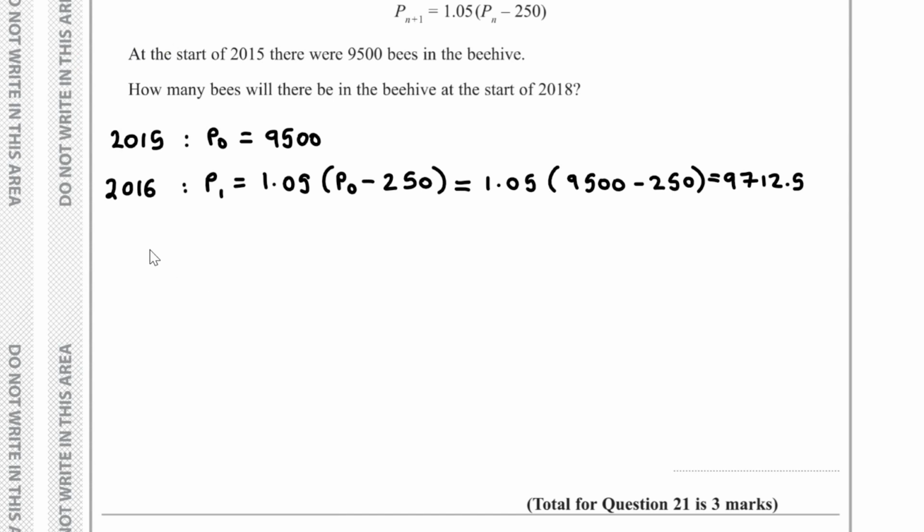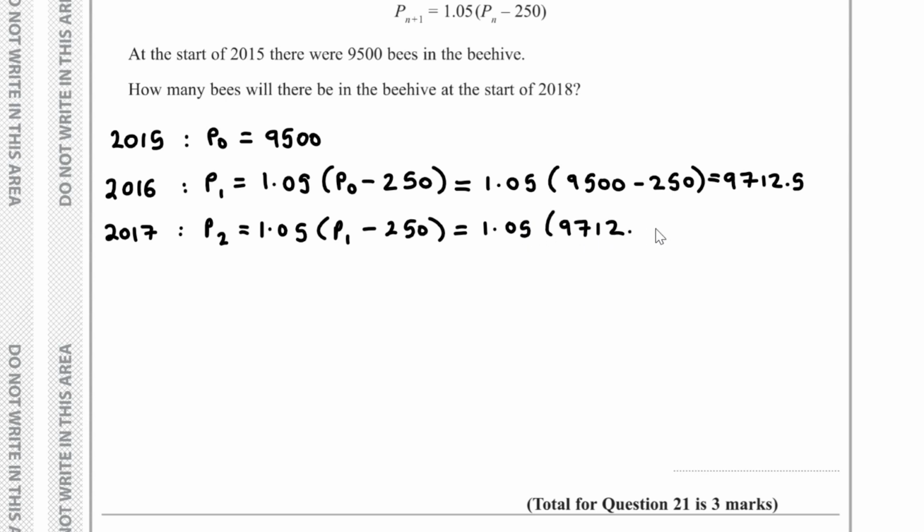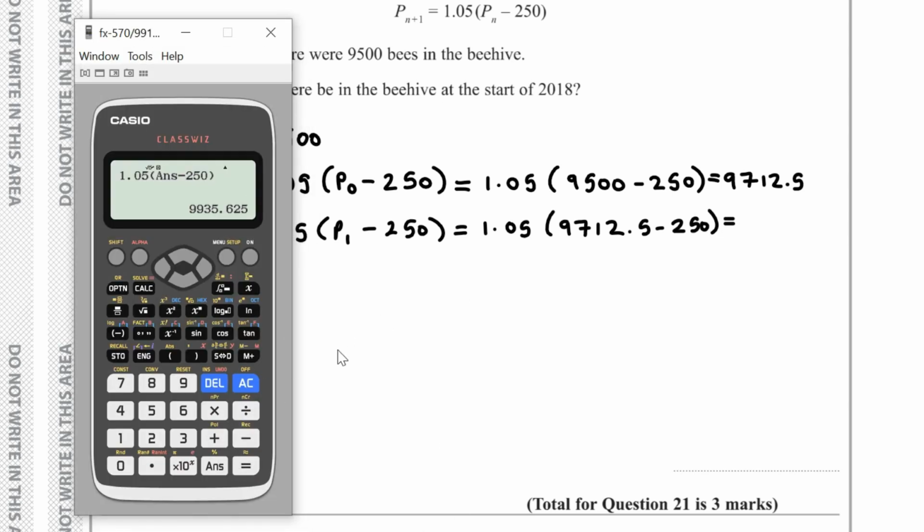So for the next year, 2017, P2 is equal to 1.05 lots of P1 minus 250. So we've got 1.05 lots of 9712.5 minus 250. If I work this out, press equals again, we get 9935.625.